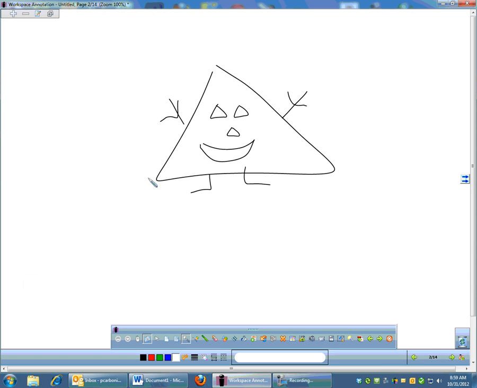We'll start with y equals sine, oh, triangle man. Actually, that's triangle pumpkin. I forgot. Today's Halloween, so we have triangle pumpkin today.